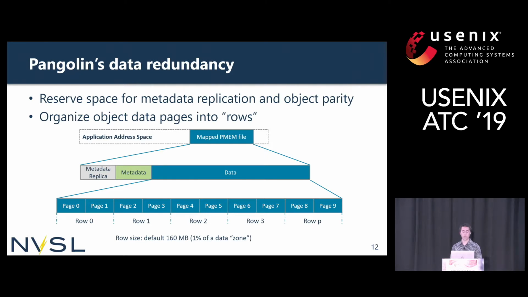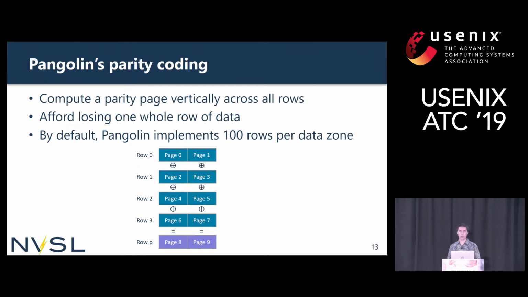And for each data zone, Pangolin reserves one row as object parity. We call them rows because Pangolin views all the data pages of a data zone as a two-dimensional array, and it computes parity vertically across all the rows. That means a page from the parity row is the exclusive OR result of all the data pages of the same column. By doing this, we can afford losing one whole row of data and repair it using the parity row and other data rows of the same zone. We can also adjust the number of rows to make a trade-off between the storage overhead and the maximum amount of data we can repair.